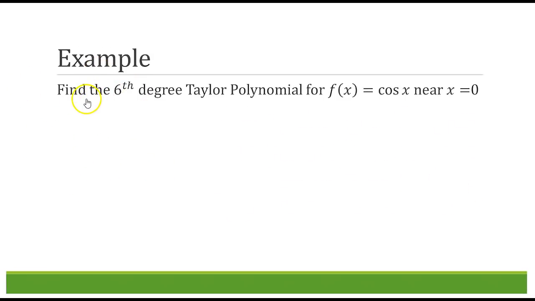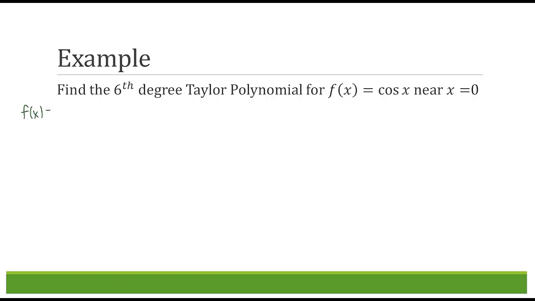In this example, we want to find the 6th degree Taylor polynomial for f of x equals cosine x near x equals 0. We're trying to find the 6th degree Taylor polynomial, so we are going to go up to using the 6th derivative here. At least, we want to make sure that we end up with the 6th degree Taylor polynomial. So we'll take 6 derivatives.